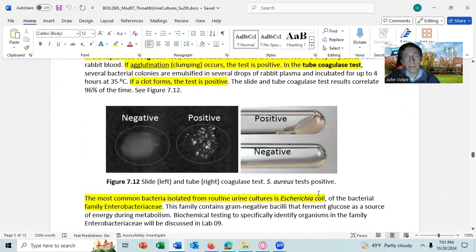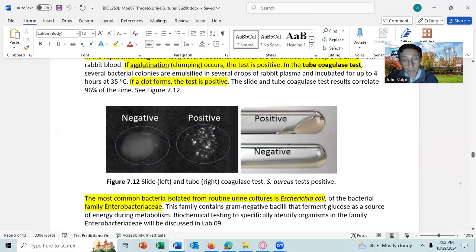There's two coagulase tests, a slide test, and if you have a coagulase positive, you'll see clumping on the slide. If it's coagulase negative, there will be no clumping. So it'll just be a smear of bacteria. And then there's a tube test. If there's coagulase positive cells, they will form a semi-solid clot in the plasma. And if it's coagulase negative, you'll get liquid plasma. And as you tilt the tube, it'll just run.